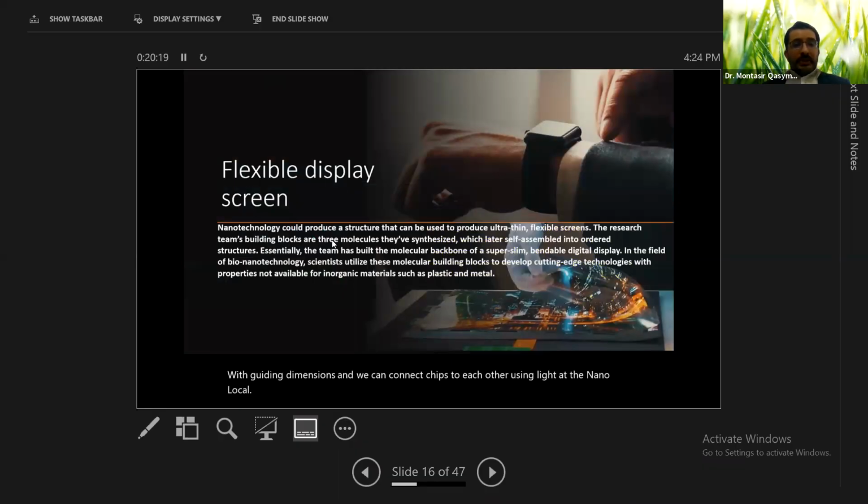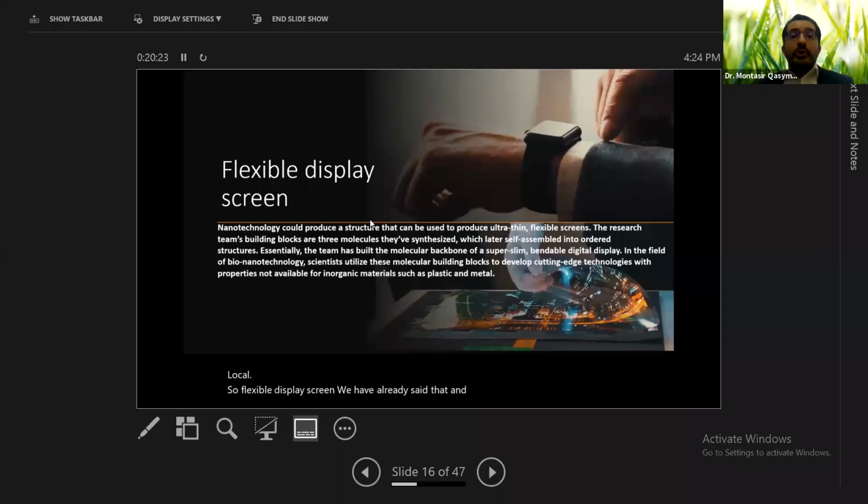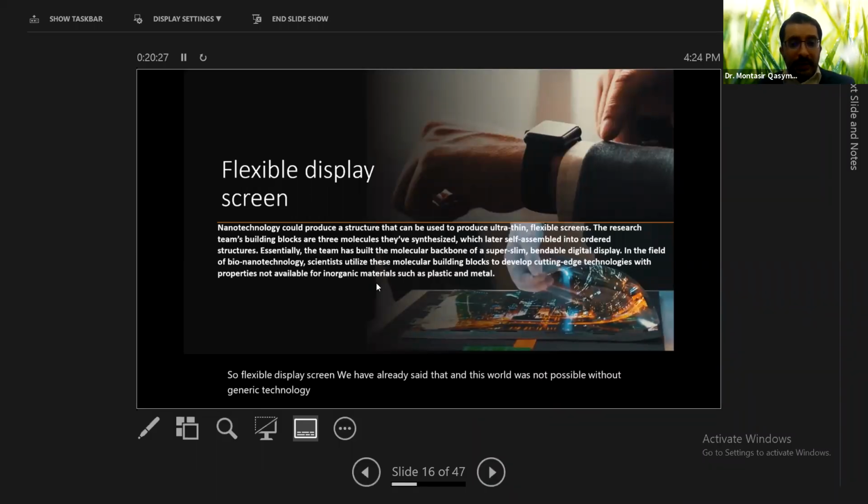So a flexible display screen, we have already said that, and this was not possible without nanotechnology. Nanotechnology using graphene and other kinds of molecules, designing and synthesizing molecules at the nanoscale, is the secret behind having a flexible display screen.